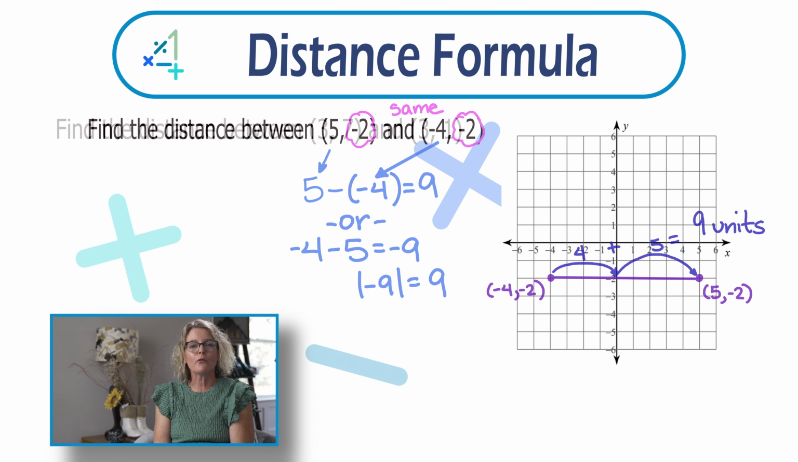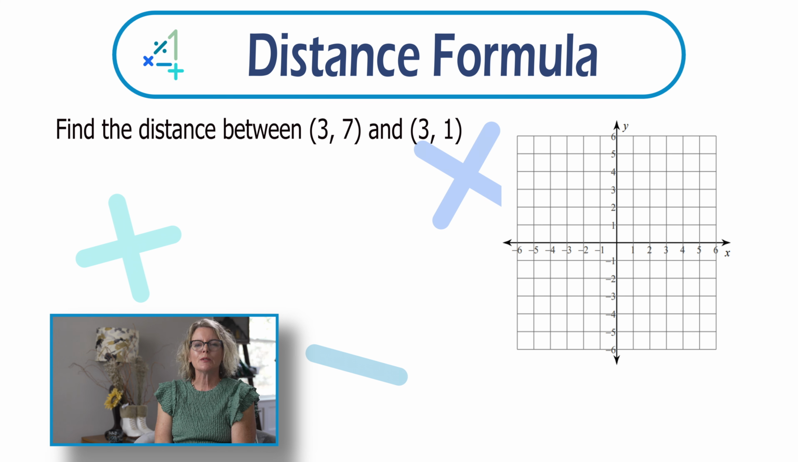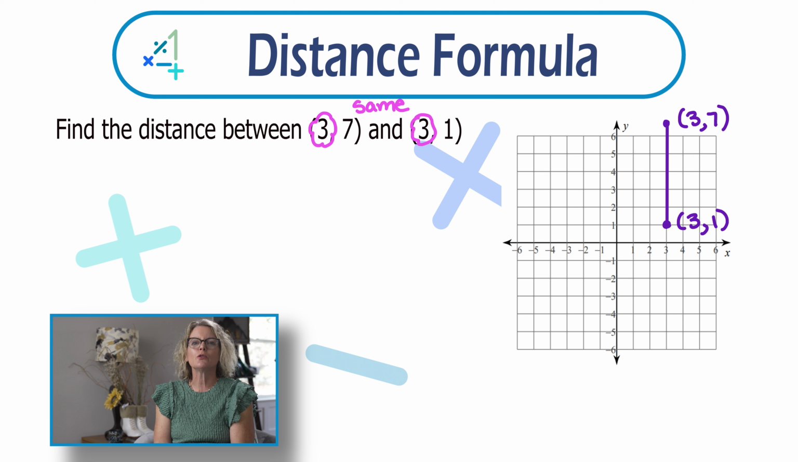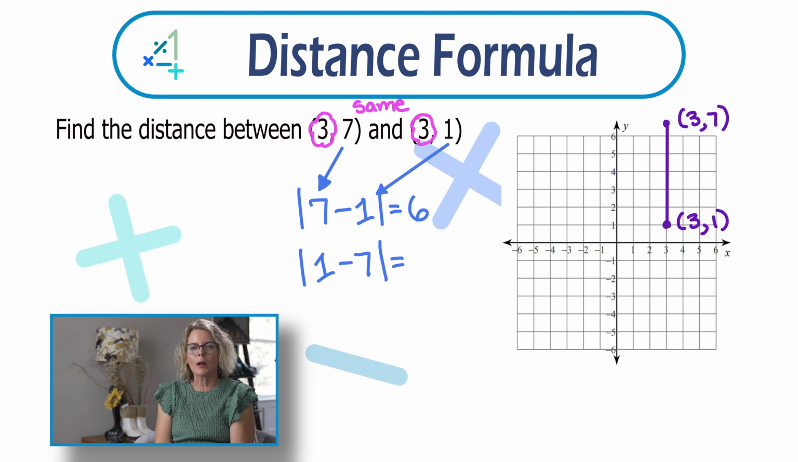We can do the same if we have a vertical line. Find the distance between 3, 7 and 3, 1. I notice that these both have 3 as their x values, so when I plot them, I will have a vertical line. The distance between them is the absolute value of the difference of the y values. The absolute value of 7 minus 1 equals 6, or the absolute value of 1 minus 7, which also equals 6. The absolute value sign allows us to subtract in any order and still get a positive distance.